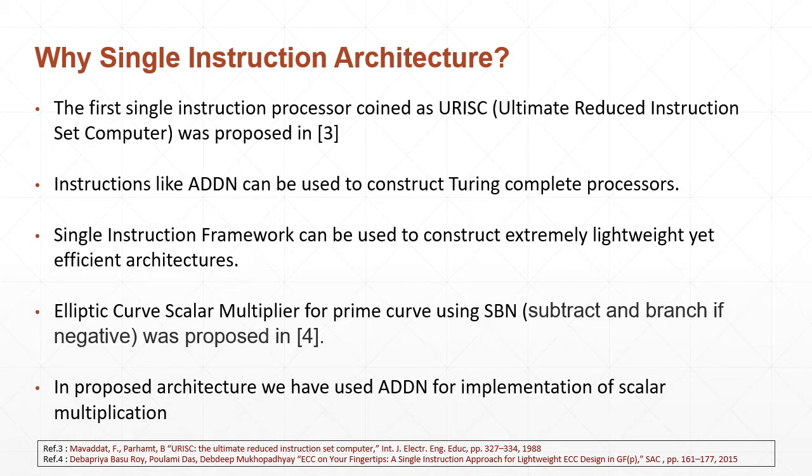Now, let us explain why the single instruction architecture. The first single instruction architecture, coined as URISC, was constructed by Mavaddat and Parhami in 1988. Now, it can be evidently shown that instructions like addleq can be used to construct Turing-complete processors. A single instruction framework can be used to construct extremely lightweight and efficient architectures. The first elliptic curve scalar multiplier for prime curves was constructed in 2015 by Debapriya Basu Roy et al. using the SBN instruction. In the proposed architecture, we have used the addleq instruction, where addleq is add and branch if negative, for the implementation of the scalar multiplication.